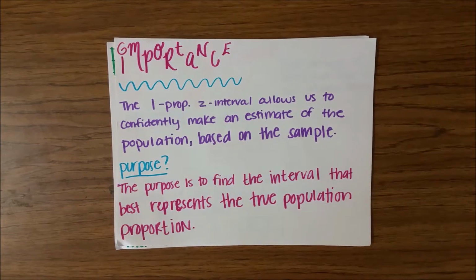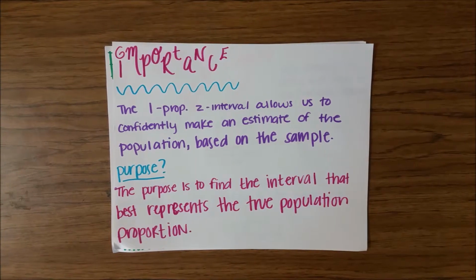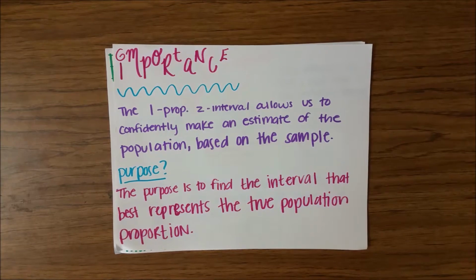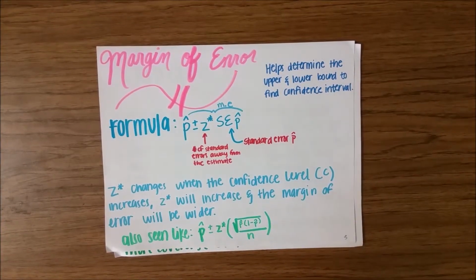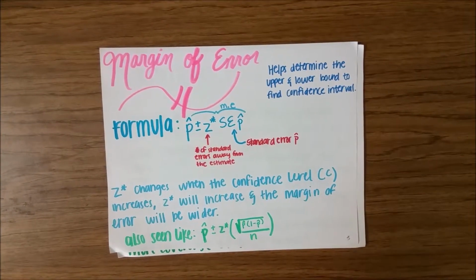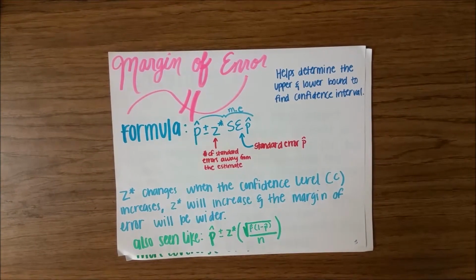The importance of the 1 proportion Z interval is that it allows us to confidently make an estimate of the population based on the sample. Its purpose is to find the interval that best represents the true population proportion. The margin of error helps determine the upper and lower bound to find the confidence interval. Every confidence interval is the statistic plus or minus the margin of error.